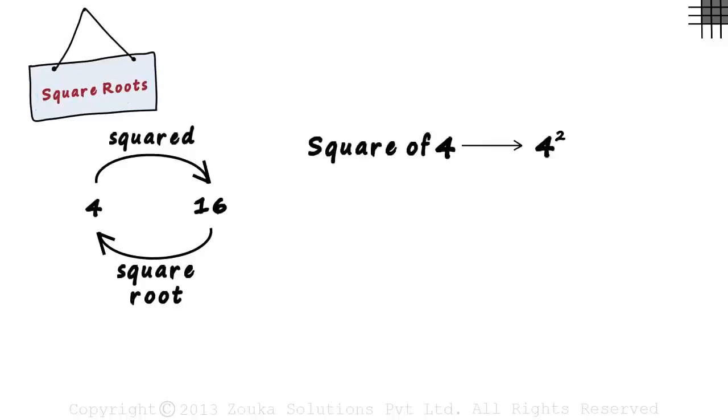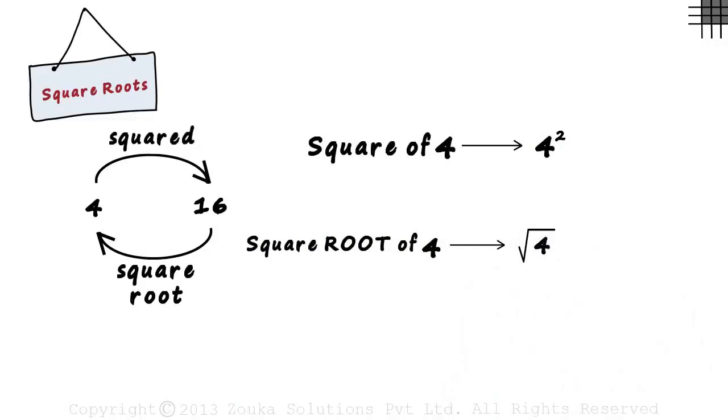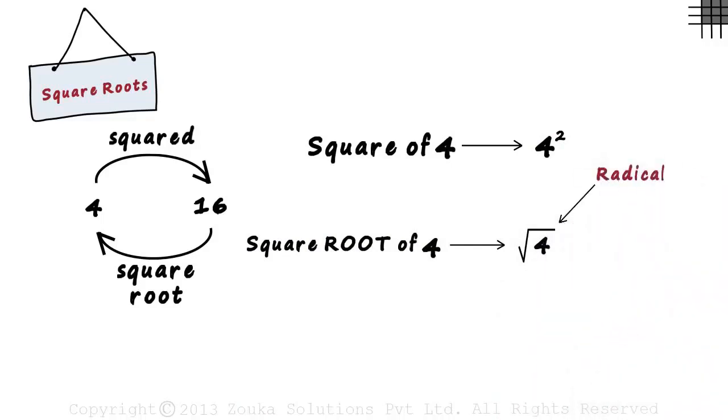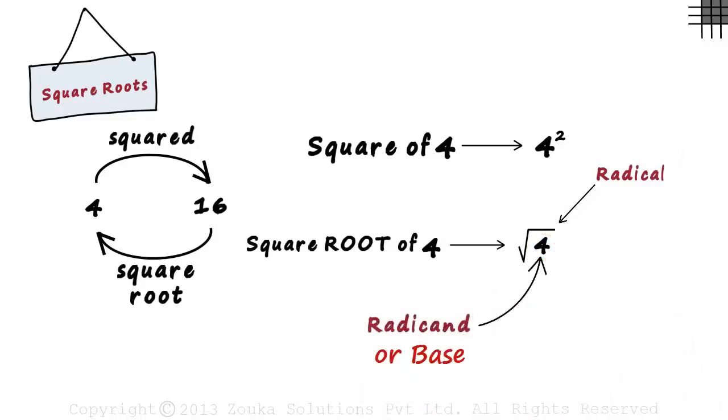This is how we would represent the square of 4. 4 raised to 2. 2 is called the power and 4 is the base. Now how do we represent the square root of 4? Well, this is how we write it. This symbol is called the radical or the square root, and the number inside this symbol is called the radicand or the base. That's the first thing we learnt, how to represent a square root.